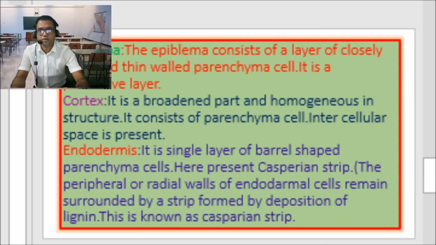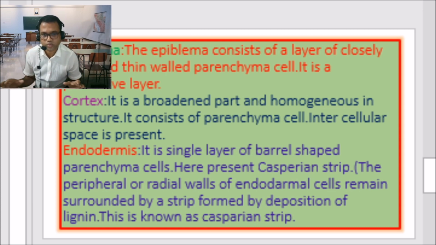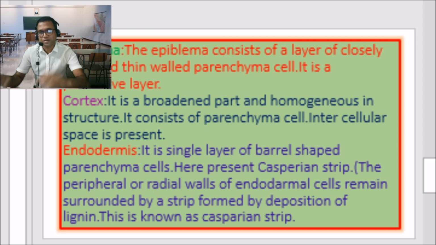So, the characteristics of the different parts of this monocot root. First, at the outer portion, this is the root hair. This root hair is basically unicellular, and the outer layer of this root is known as epiblema. Epiblema consists of a layer closely connected, of parenchyma type of tissue. It is a single layer and works as a protective layer.